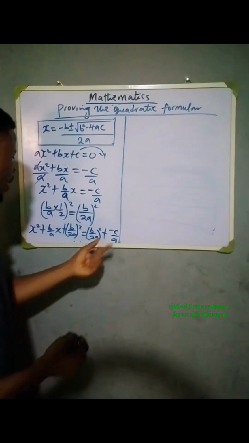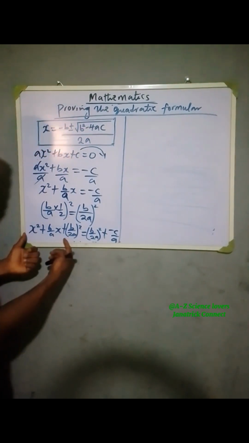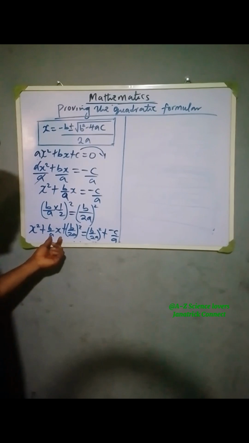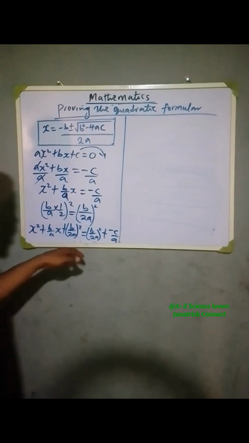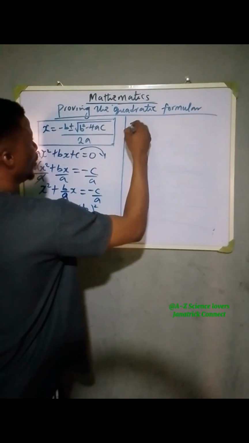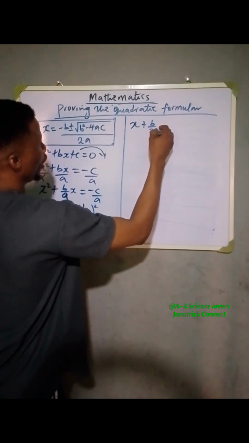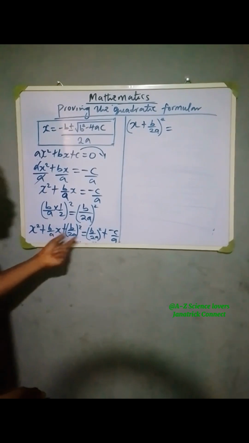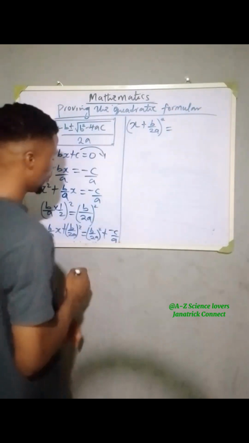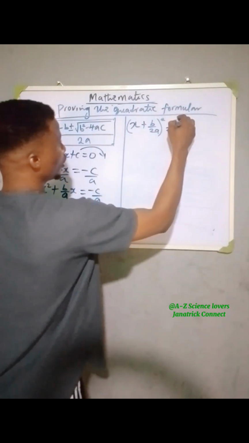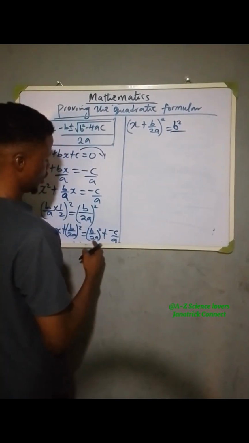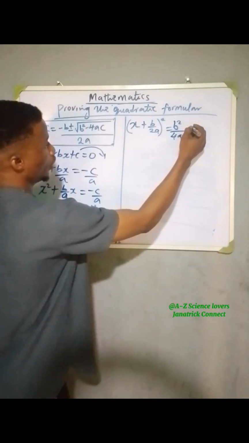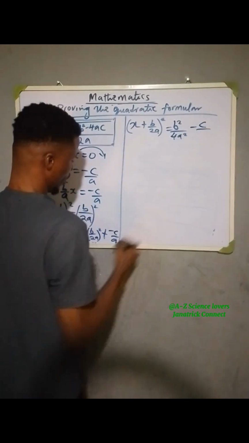We are adding this term to the right hand side. Now remember, this is a perfect square. When we have two terms here that are squared with x having a coefficient here, these are called a perfect square. So we can pick two of the terms, x plus b all over 2a, and then square everything. So if we expand this, we'll still get this. So we write it this way. Now we have equals to b squared, and 2a squared is 4a squared, because 2 squared is 4 and a squared. That will give you minus c all over a.